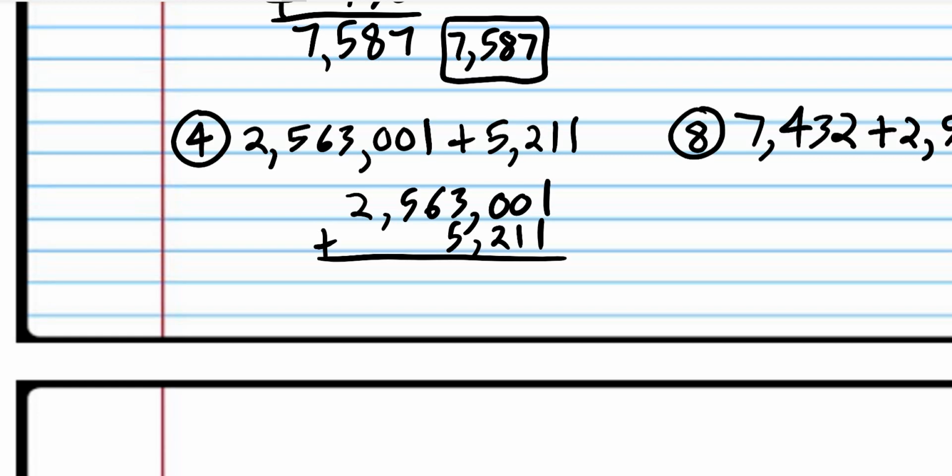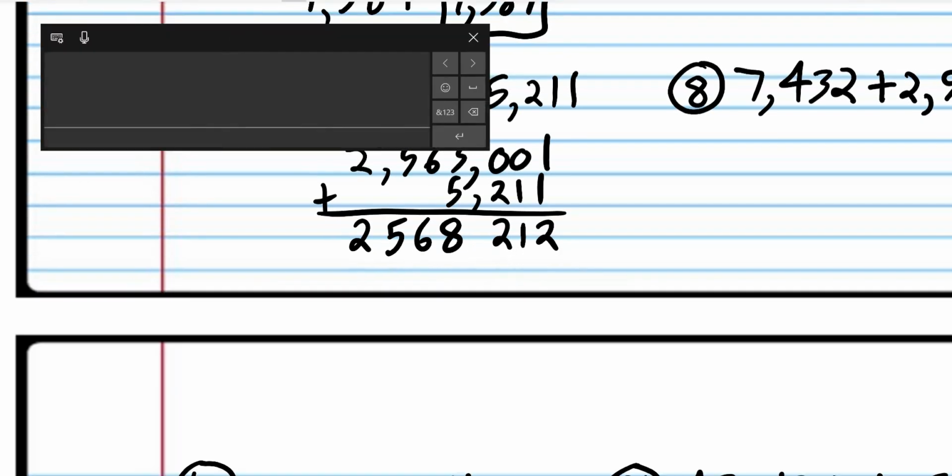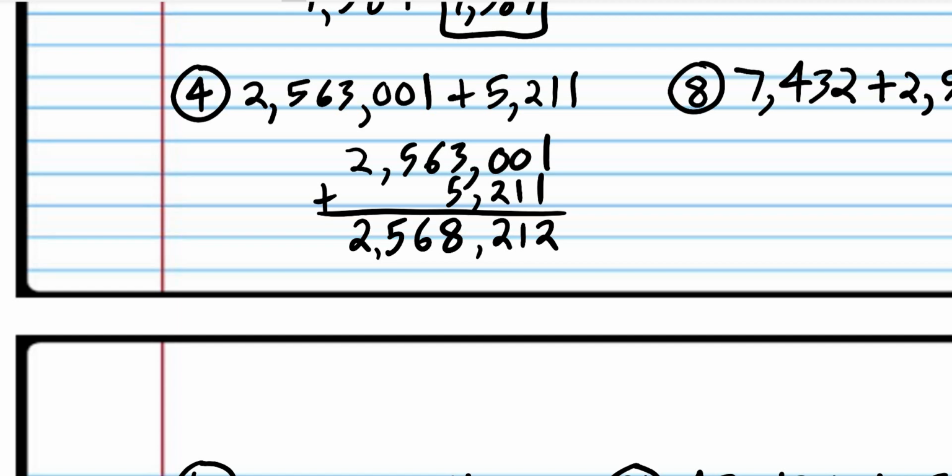All right. 1 plus 1 is 2. 0 plus 1 is 1. 0 plus 2 is 2. 5 plus 3 is 8. 6 plus 0 is 6. 5 plus 0 is 5. 2 plus 0 is 2. Count 1, 2, 3, comma. 1, 2, 3, comma. So we have 2 commas in this number. 2,568,212. That's a big number.